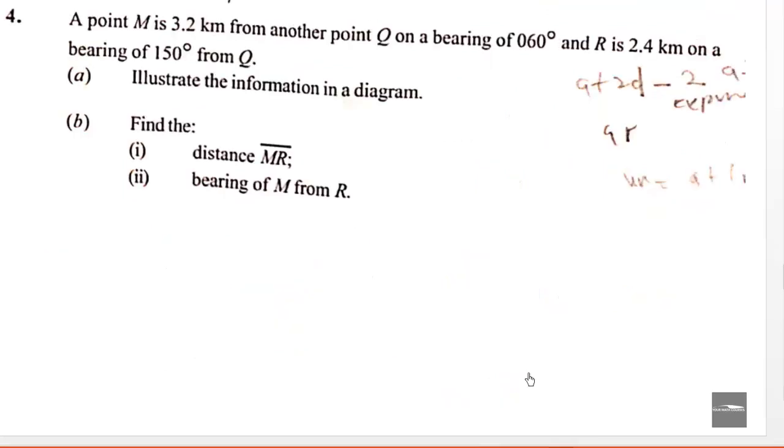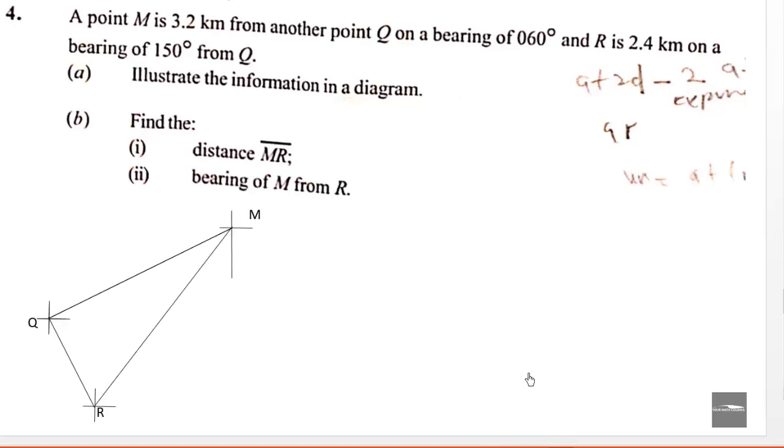Question 4. A point M is 3.2 kilometers from another point Q on a bearing of 060 degrees, and R is 2.4 kilometers on a bearing of 150 degrees from Q. Illustrate the information in a diagram. So this is how the diagram will look like. Then we're told that from here to here is 60. Then from here to here is 150.